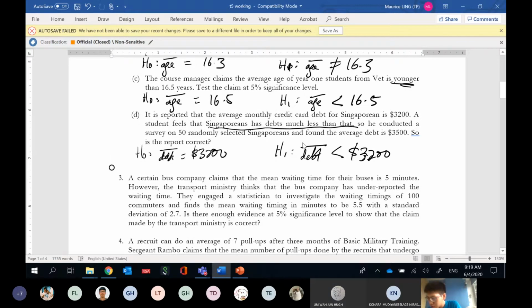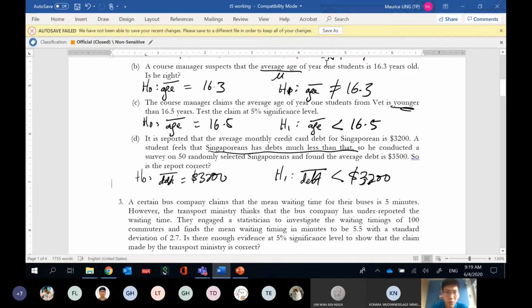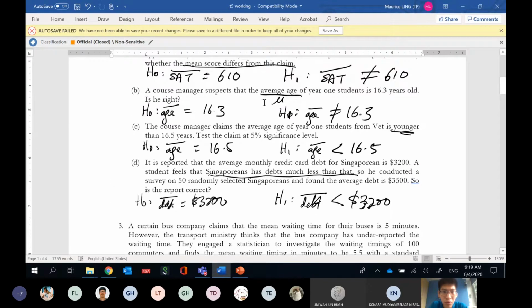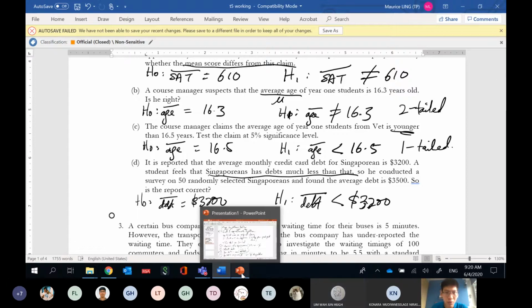Now, when you have not equals to, let's say for question B, it means that you also accept both more than or less than. That gives you a two-tailed test. When you have only one side, that means you only accept, when you consider younger or older, this is called a one-tailed test. Make sense? Yes, sir, makes sense. You get this part, right? Yeah.